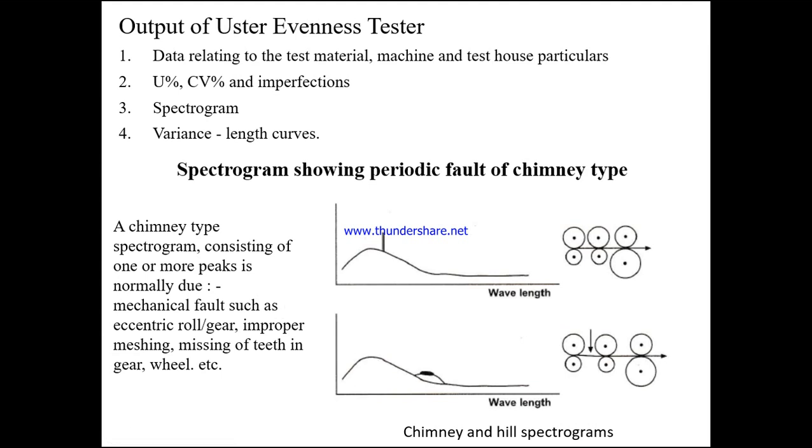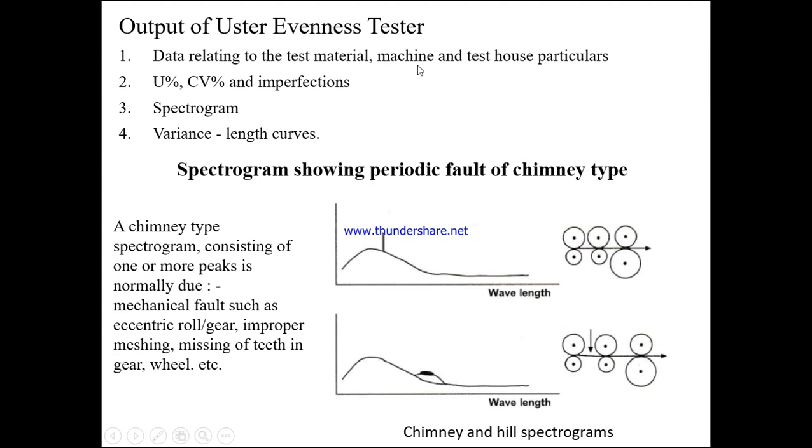So the histogram will give us the information on that. Now, what are the outputs of a Uster evenness tester? The data relating to the test material, machines and test house particulars is the first information one can obtain from the evenness tester. The details about the test material, that means if it is a yarn, a sliver or a roving, will be given.